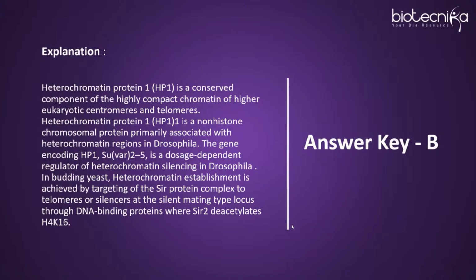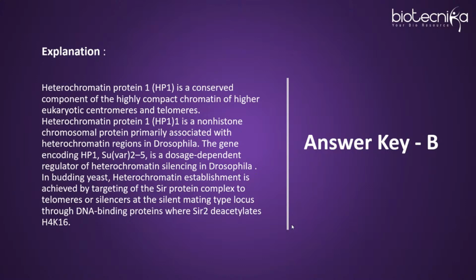So how are the two proteins responsible? HP1 is basically known as the heterochromatin protein. It is a conserved component of the highly compact chromatin of higher eukaryotic centromeres and telomeres, right? Chromatin protein 1 is a non-histone chromosomal protein. There are two types of proteins involved, right? There is a histone protein involved and there is a non-histone protein involved. So it comes under the non-histone proteins, right?